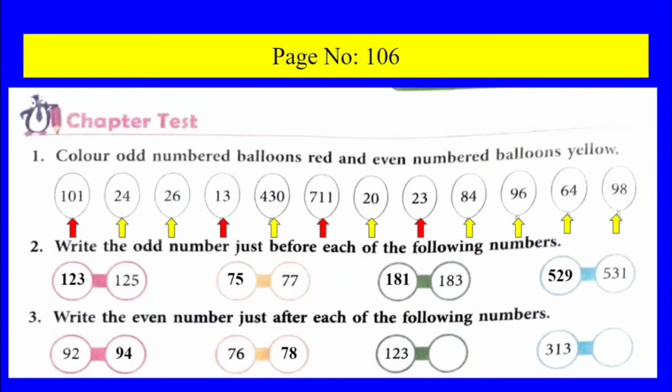Now, let us do the next number, 123. So, children, which number comes after 123? Yes, 124. So, children, is 124 an even number? Yes, 124 is an even number because it ends with the number 4. So 124 is the even number just after 123. So we will write here 124.